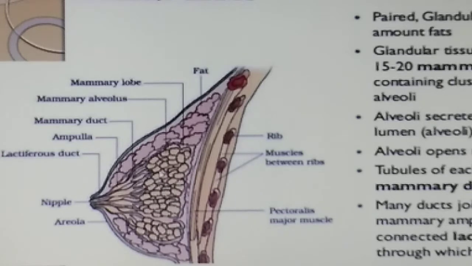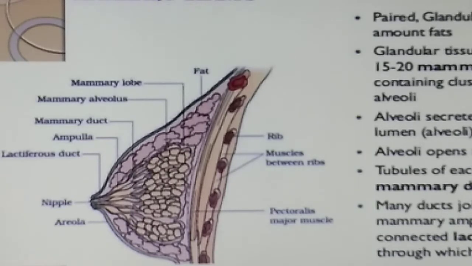Then the cells of alveoli. Now what is the function of the cells of the alveoli, students? They secrete milk which is stored in the cavity of the alveoli. So wherever the alveoli secrete milk, where does it get stored? In the cavity, that is the lumen of the alveoli. Now students, the alveoli open into the mammary tubule. You can see here, this opens into this tubule, and the tubule of each lobe joins to form the mammary duct. So you can see here, this is the mammary duct. A lot of mammary ducts you can see here.